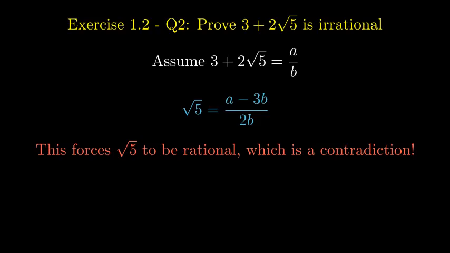The right-hand side involves only integers a, b, 3, and 2. So the right-hand side is rational. This would force root 5 to be rational. But the square root of 5 is irrational. This is a contradiction. Therefore, 3 plus 2 times the square root of 5 is irrational.